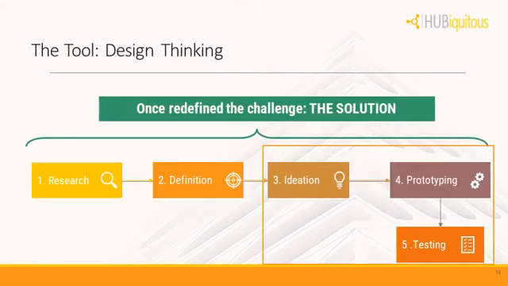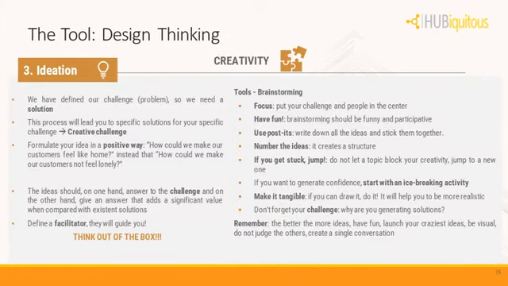So in order to define the solution, you have to jump to the next step, that is the ideation phase, followed by the prototyping and by the testing. Starting from step number 3, which is ideation. In this step, you have to use your creativity. You have to be creative and crazy. Now we have our challenge, our problem defined, we need a solution. And the process of ideation will lead us to specific solutions to solve these problems. That means that we are facing the creative challenge of this process.